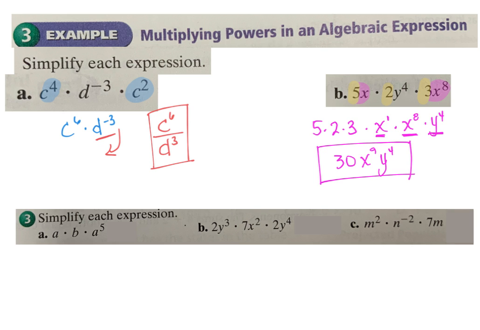And so you're going to look at what you can simplify and what you can't here, and do all that you can to make it as simple as possible. So go ahead and simplify those three, A, B, and C.